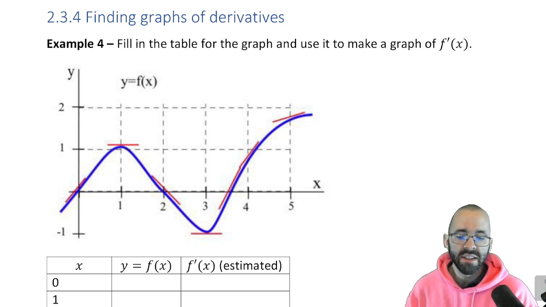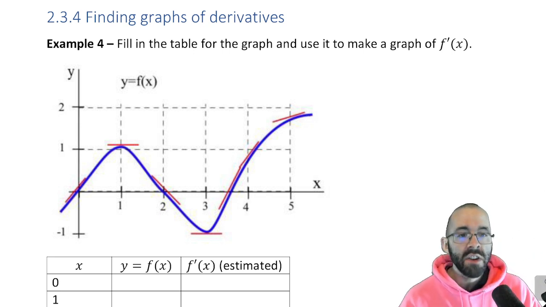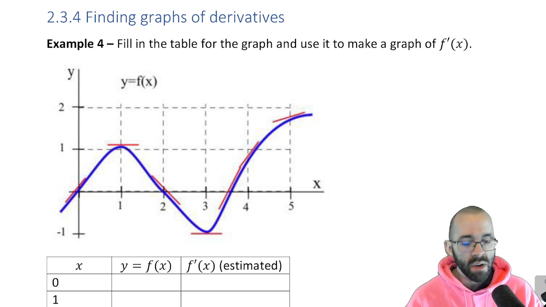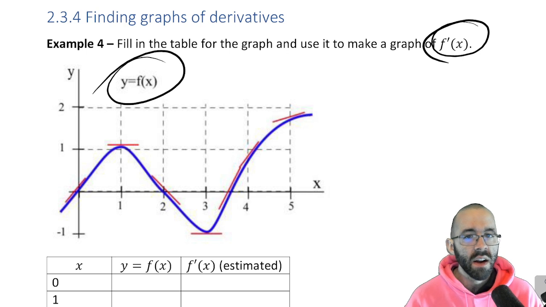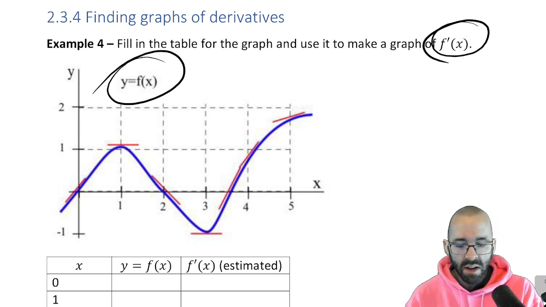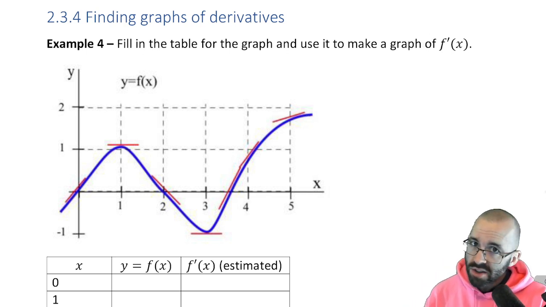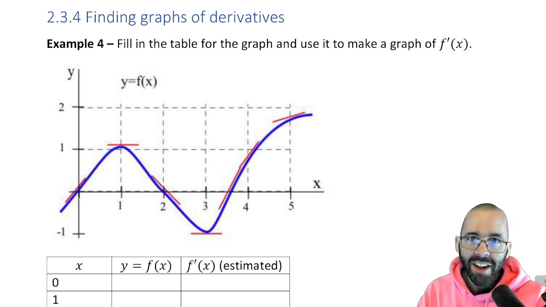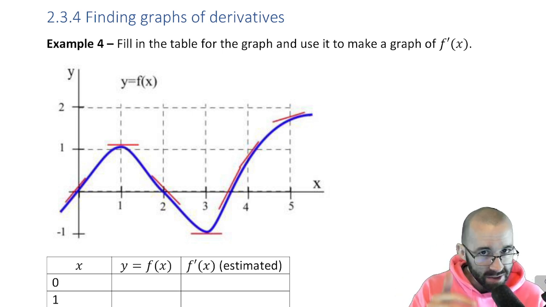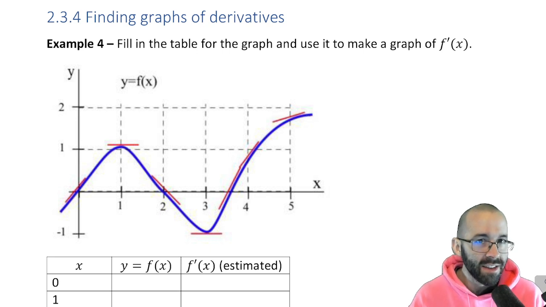So we're going to fill in this table for the graph and use it to make a graph of the derivative. The derivative tells us the slope of the original function, but the derivative itself is also a graph. And get this, the derivative also has a slope. The slope of the slope is something called concavity.